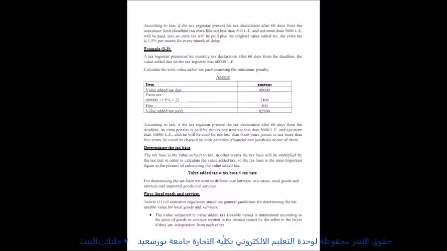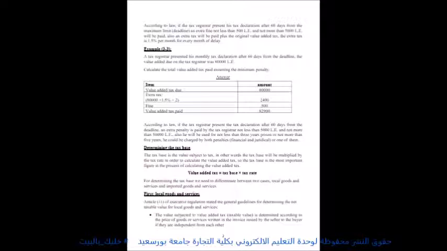According to law, if the tax registrar presents his tax declaration after 60 days from the maximum limit or deadline, an extra fine not less than 500 pound and not more than 5,000 Egyptian pound will be paid. Also, an extra tax will be paid plus the original value added tax. The extra tax is 1.5 per month for every month of delay. كمان هندفع ضريبة تانية ده غير الغرامة ال 500 جنيه، هندفع ضريبة إضافية 1.5 لكل شهر تأخير بعد ميعاد التقديم.